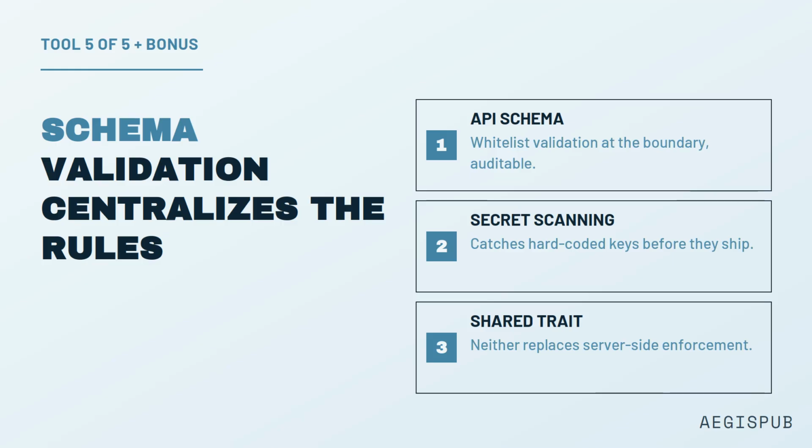A secret scanning tool does not validate application input directly, but it enforces a related principle, that credentials and secrets should never be present in client-accessible code. Hard-coded API keys in JavaScript that get served to browsers, tokens embedded in mobile application binaries, connection strings in front-end configuration files. These are all forms of trusting the client not to extract and misuse what it finds.